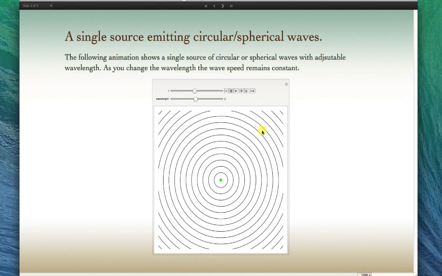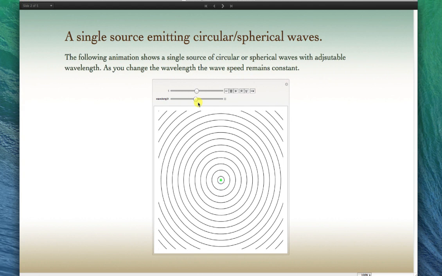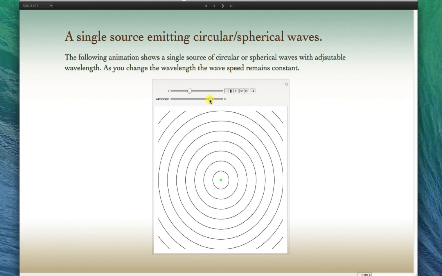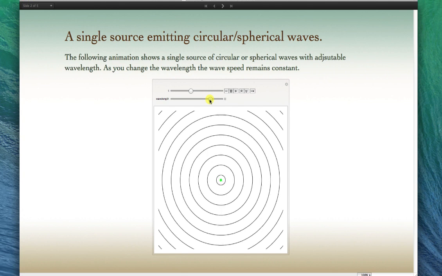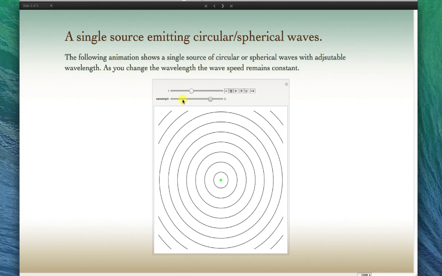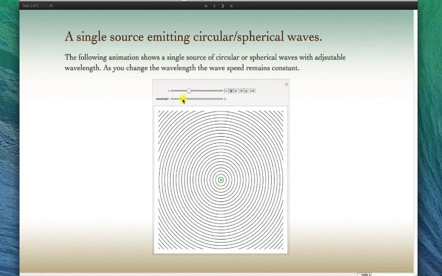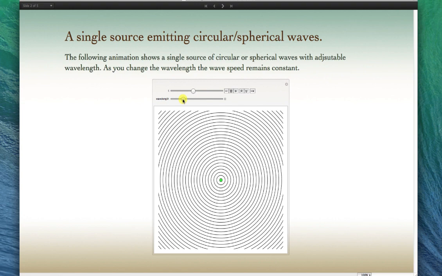With this little animation, we can also change the wavelength. I've set this up so that the waves have the same speed, and if you change the wavelength, for example make it bigger, the wavefronts are more spread out, traveling at the same speed as before, but now there's a greater distance between the wavefronts. If we make the wavelength smaller, there's a smaller distance between the wavefronts, but they're still traveling at the same speed outward. The frequency is different though.